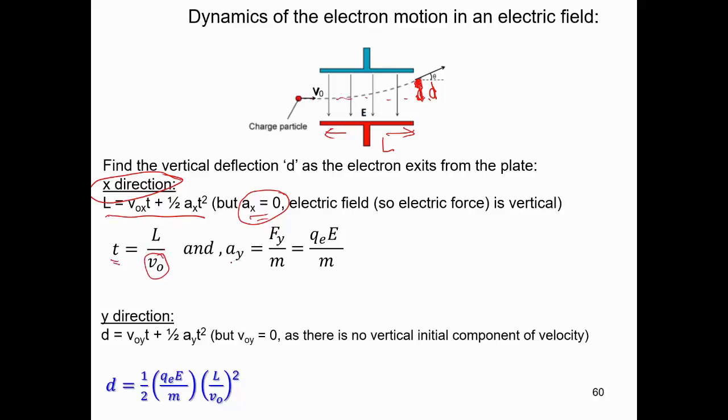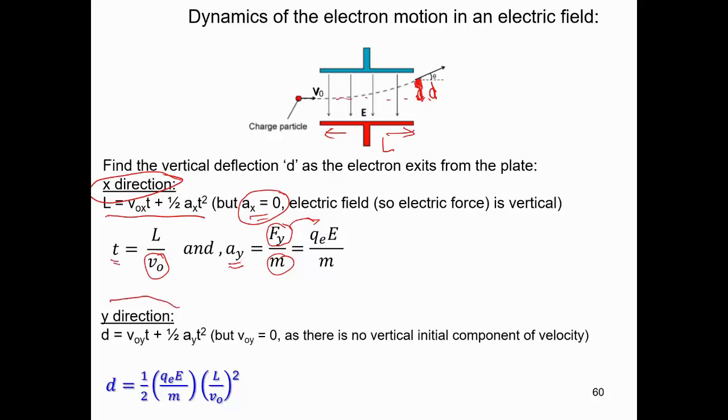And then also find the acceleration in the y direction. How do you find it? From Newton's law, acceleration is total force over mass. And what is force? Force is Q times E, remember. And this is an electron actually, so the force is Q_e times E, because force is Q times E, where E is the electric field given to you. So once you have time and acceleration, then you can find the vertical deflection at the end of the plate.